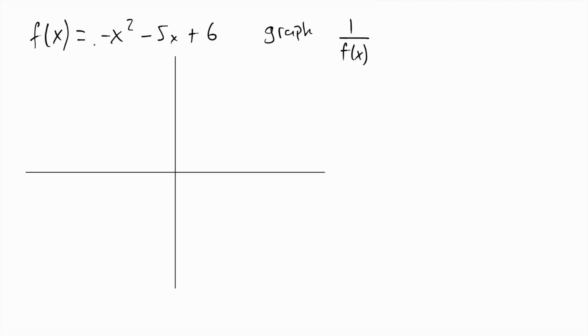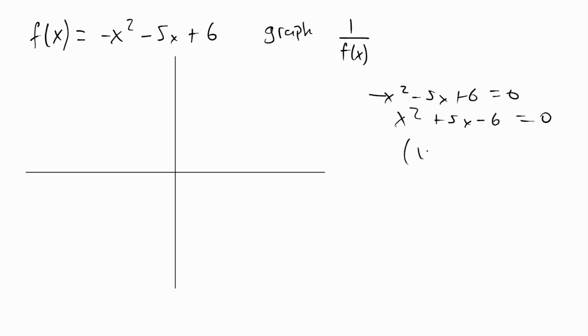All right, so let's have a look at the second example. So f of x is equal to negative x squared minus 5x plus 6. Graph 1 over f of x. To do this, I'm just going to casually go ahead and graph the f of x, a quadratic function, negative x squared minus 5x plus 6. I'm going to equate it to 0 to find the zeros of it. So I'm going to find x squared plus 5x minus 6 equals 0.